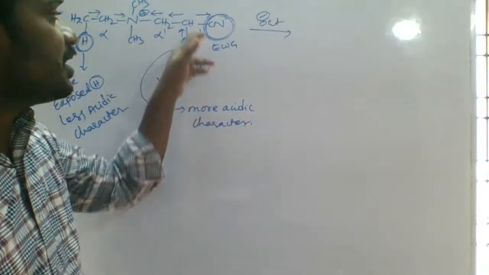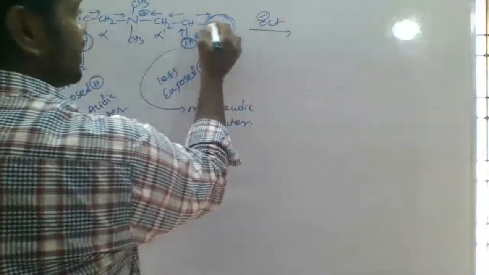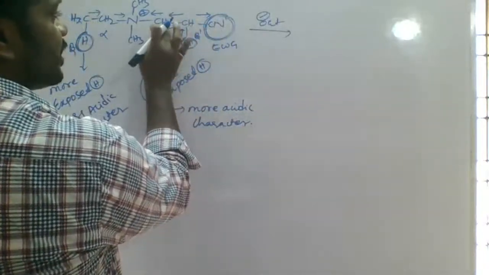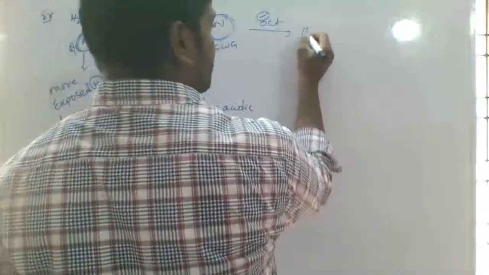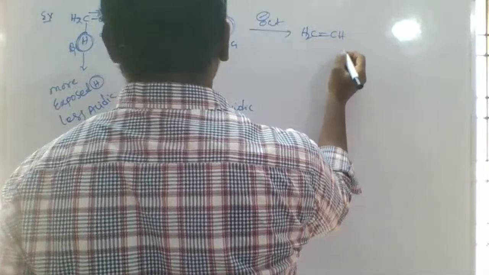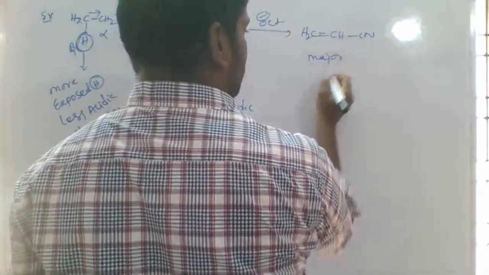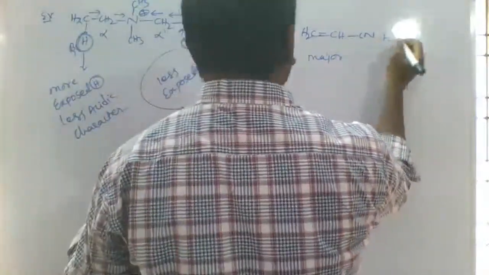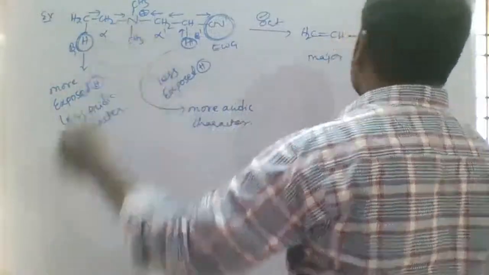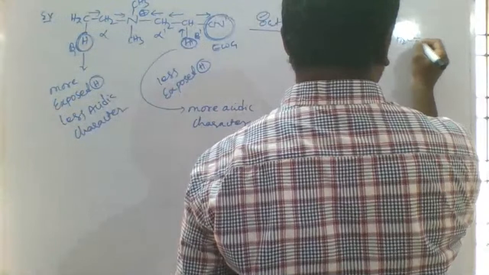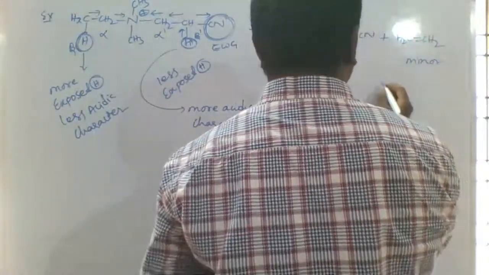So what is the resulting product? This is the elimination: the double bond forms and these electrons go to here. This is the major product, H2C=CH-CN. The other one remains. The base abstracts this proton, the bonding electrons shift, and the resulting product is a simple olefin. This is the minor product.